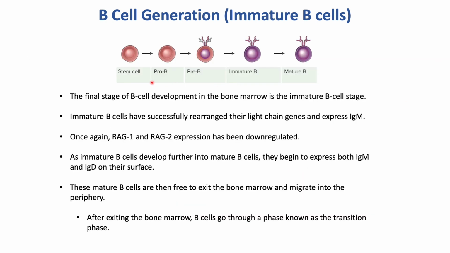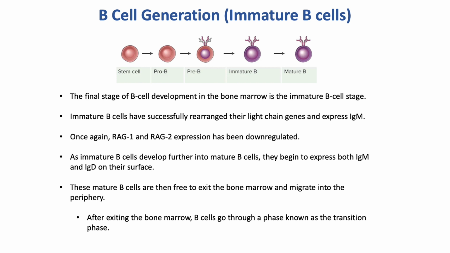We have so far learned about pro- and pre-B cells. The next stage is the immature B cells, the final stage of B cell development in the bone marrow. The immature B cells have successfully rearranged their light chain genes and they express IgM. Again, RAG1 and RAG2 expression is downregulated. As the immature B cells develop further into mature B cells, they begin to express both IgM and IgD on their surface. These mature B cells then exit the bone marrow and migrate into the periphery.